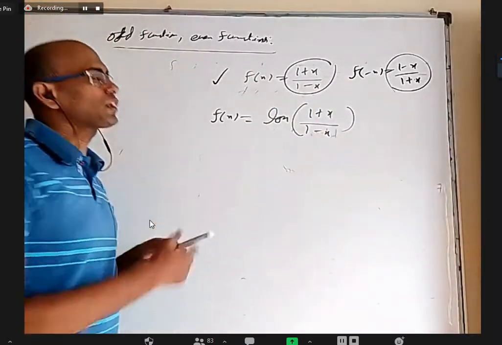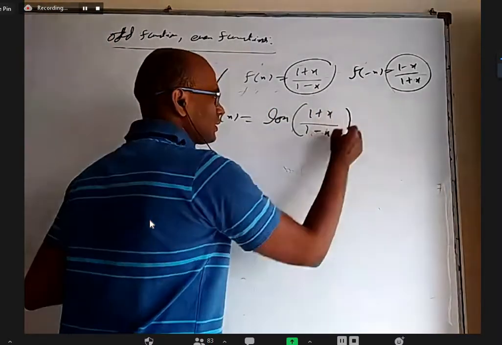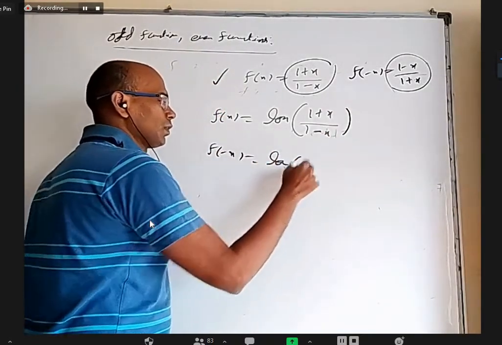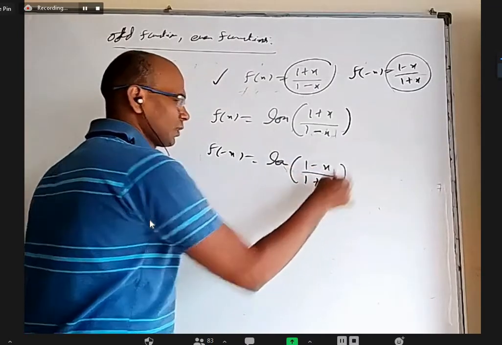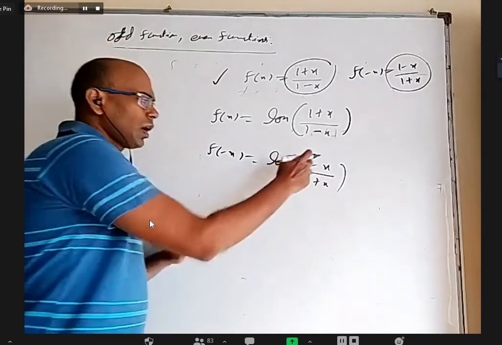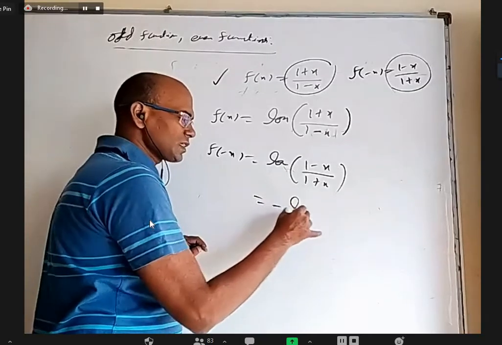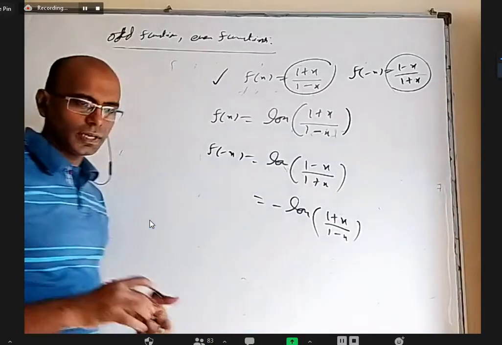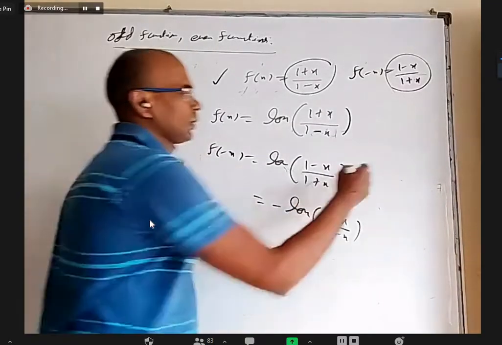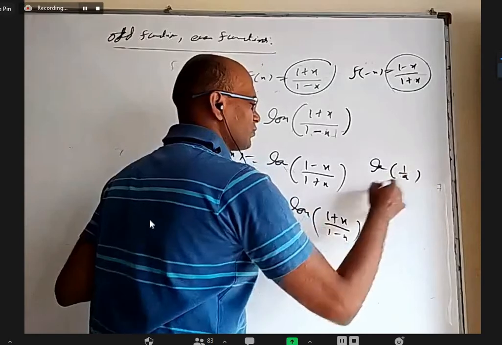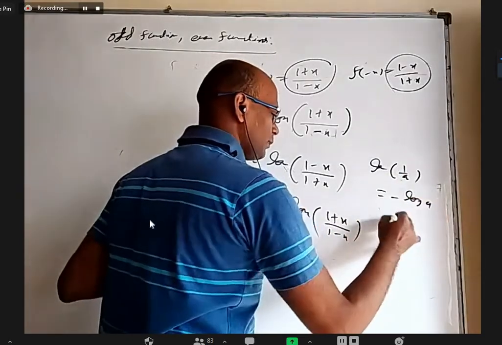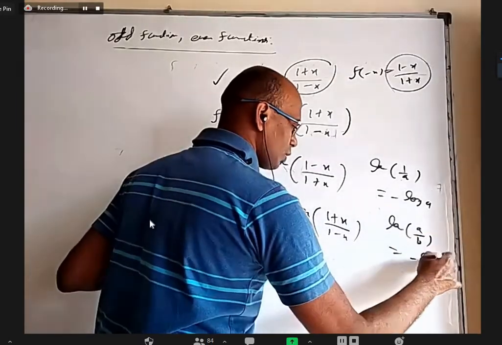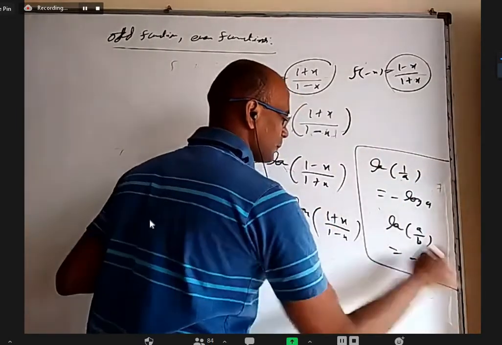But coming to this function, it is odd. Let us see why. What is f of minus x will come? Log of 1 minus x by 1 plus x. Log a by b, I can write as minus log b by a. I can reverse it, I will get 1 plus x by 1 minus x. Am I right? Minus f of x. The formula is log 1 by a is minus log a, or log a by b you can write as minus log b by a, based on the logarithms.